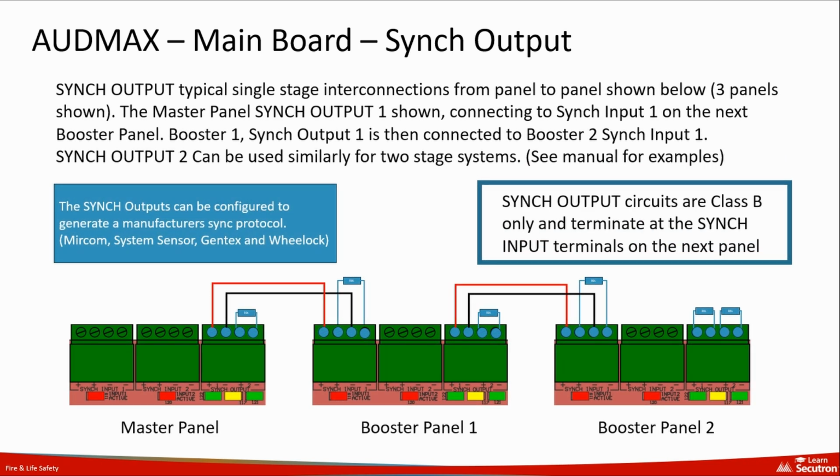The master panel's sync output 1 is connected to sync input 1 on the first booster panel. Similarly, sync output 1 of the first booster panel connects to sync input 1 of the next booster panel, maintaining a daisy chain configuration. This method ensures that all panels operate in harmony, delivering synchronized audio and visual alerts throughout the system. Dual-stage systems can utilize sync output 2 for second-stage operations.